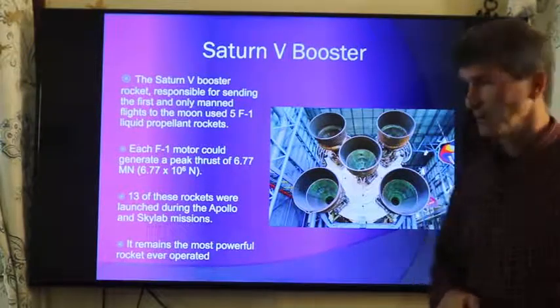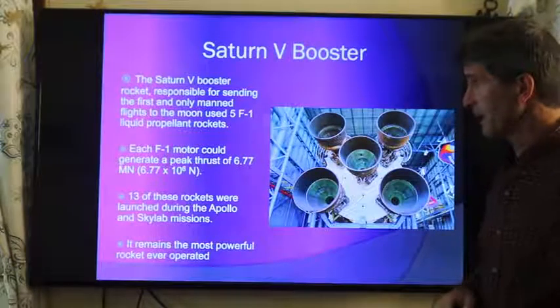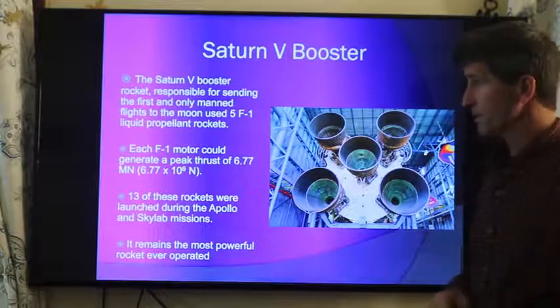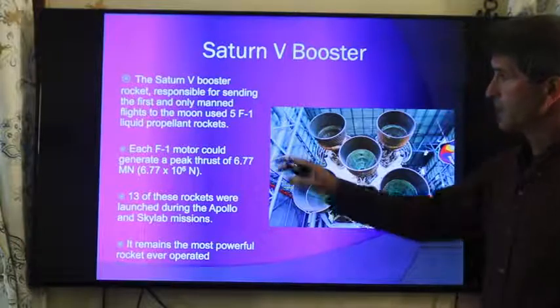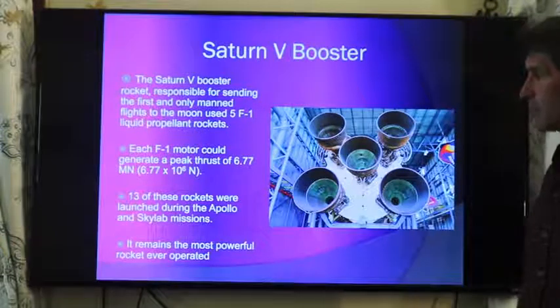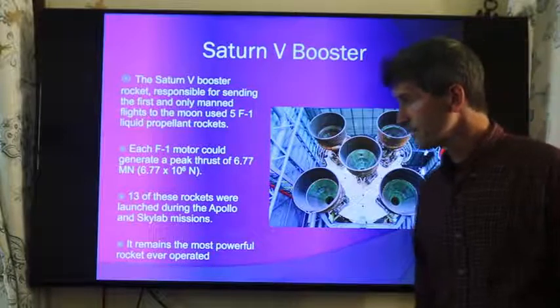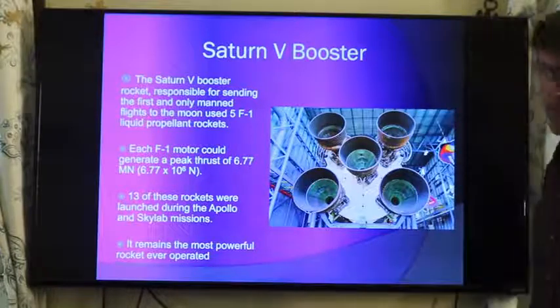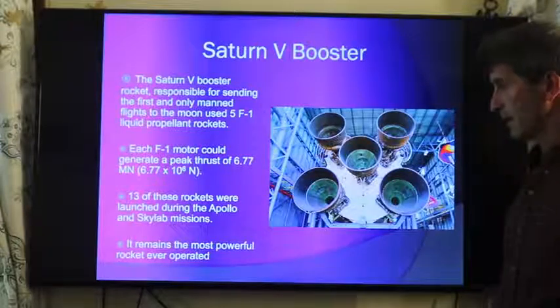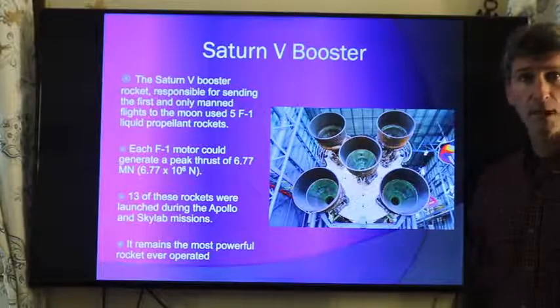This was not reusable. Basically, this would fall into the ocean after it was expended. And each F1 rocket motor could produce 6.77 million newtons of thrust. And 13 of these rockets were actually launched. And again, it remains the most powerful rocket ever built.